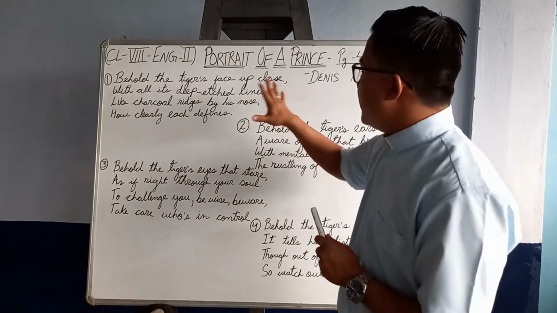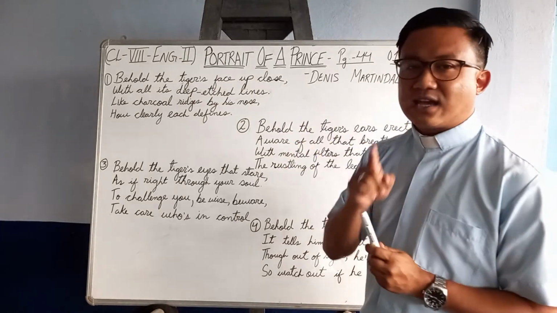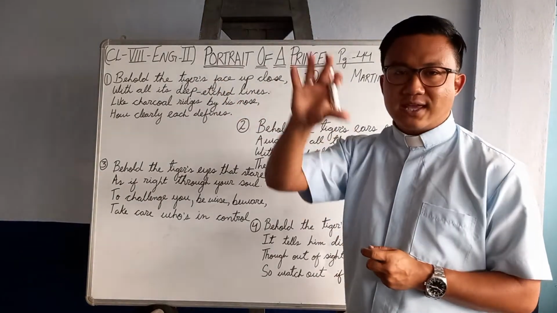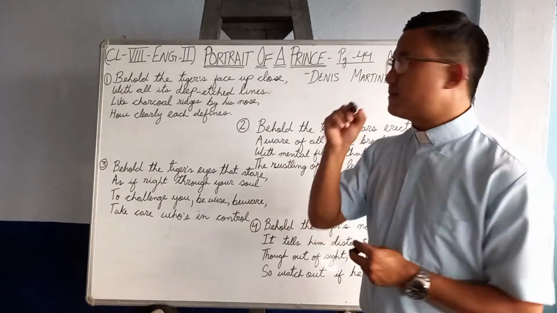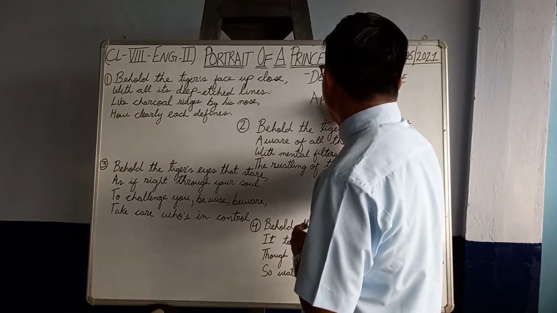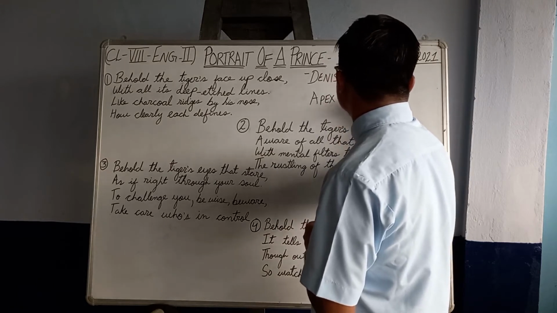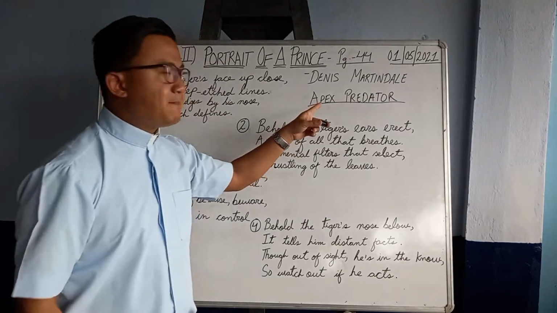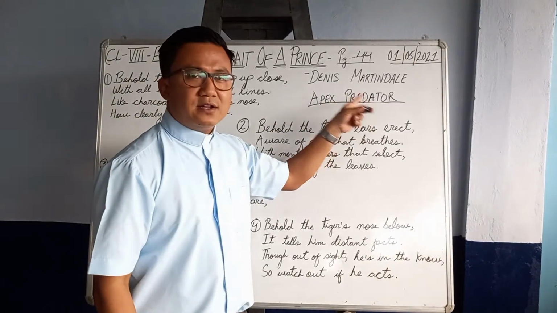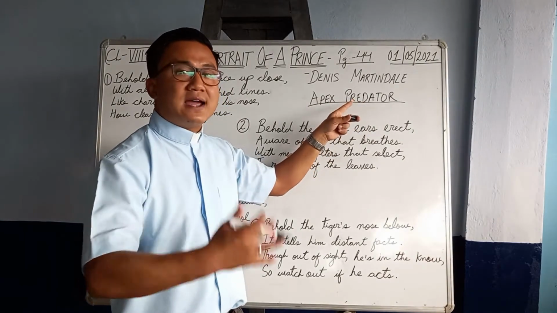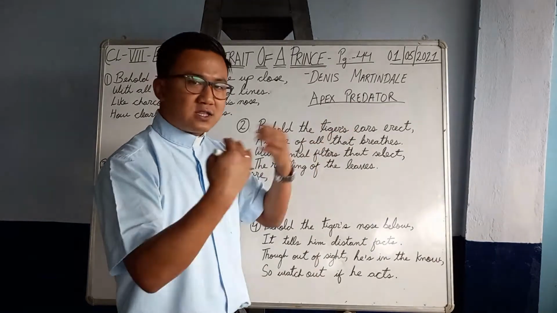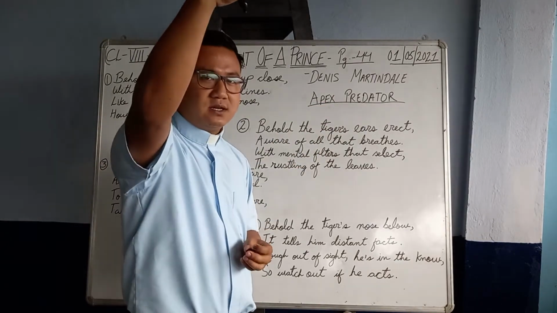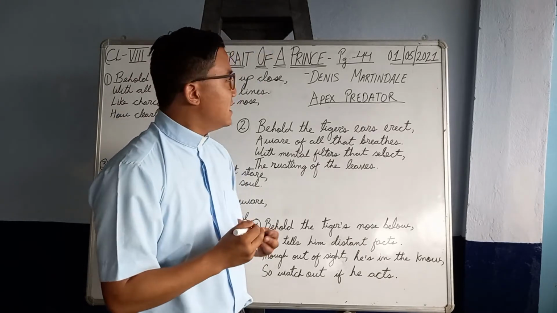Before we go on to the stanzas, please take page number 44 of your textbook. Before the stanzas there is a box, and there is a term called apex predator. Please note this word. What is an apex predator? You know the meaning of predator? A predator is an animal that survives by hunting other animals, which for its survival has to hunt other animals and eat them. And apex means the topmost, the best of the best.